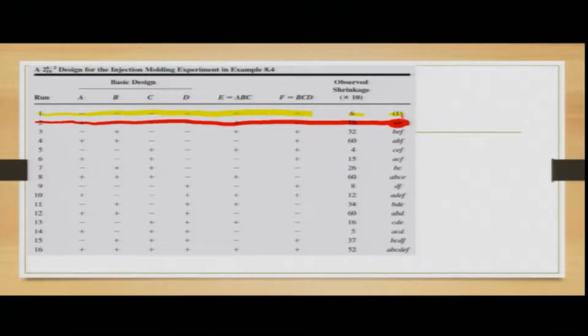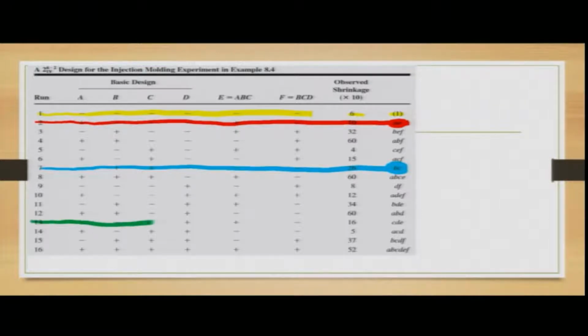If I go to, I will use another different color, see for example, run number 7, the effects of B and C are positive, others are negative. So, you see in the fractional factorial model, the effects are coming from B and C. Let me use another color. If I pay attention to the 13th run, it is positive for C and D, positive for E. So, the overall effect is C and D, where I am just highlighting.